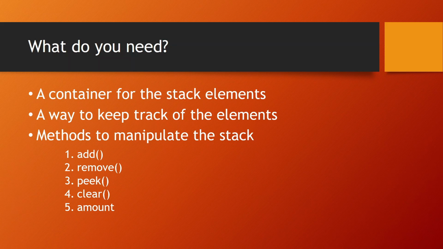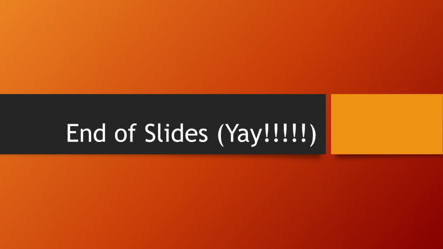Notice that amount doesn't have parentheses. That's because later when we implement the stack, we're not going to implement our amount method as a traditional method. We're going to call it as a property using the get keyword. And that's the end of this slide.